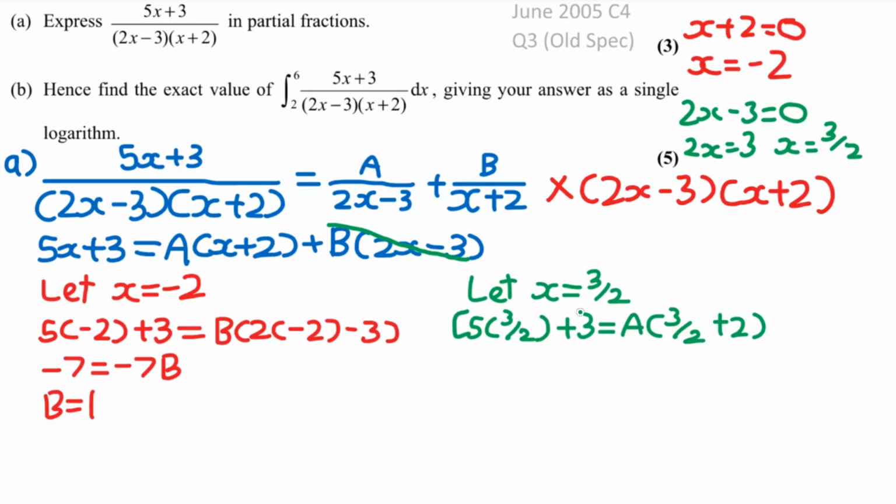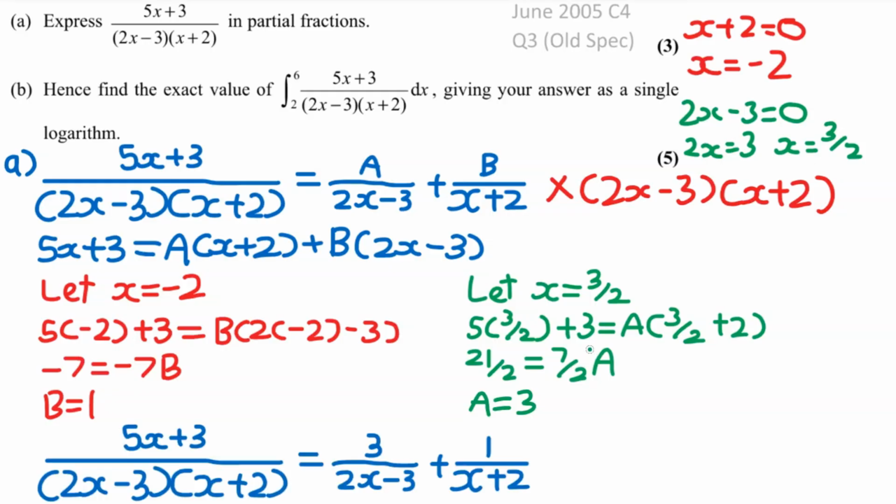And then this here, if you put this into a calculator, it's equal to 21 over 2, and then this 3 over 2 plus 2 is going to be equal to 7 over 2, so it's 7 over 2a, and then if you divide both sides by 7 over 2, you get that a is equal to 3. So we found what a and b are, so therefore we can write this fraction here as the partial fractions 3 over 2x minus 3 plus 1 over x plus 2.